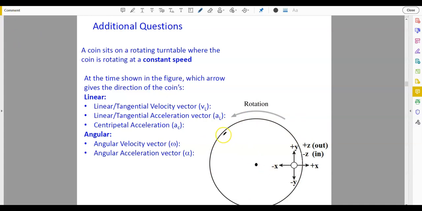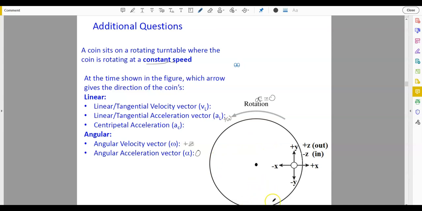All right, well, here it's going to have a positive directed omega, but since it's rotating counterclockwise and it's not speeding up or slowing down, it's got a constant speed. Well, its acceleration vector is going to be 0, but its velocity vector is going to be in the positive z direction.